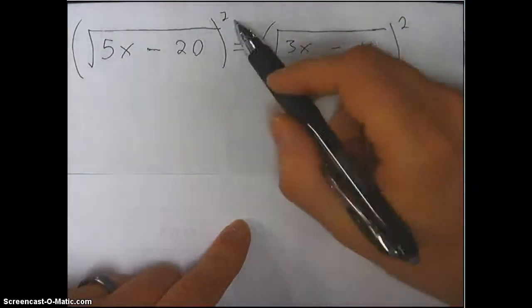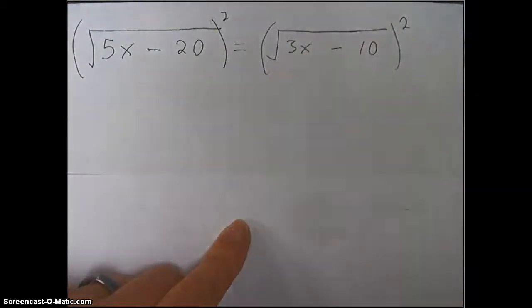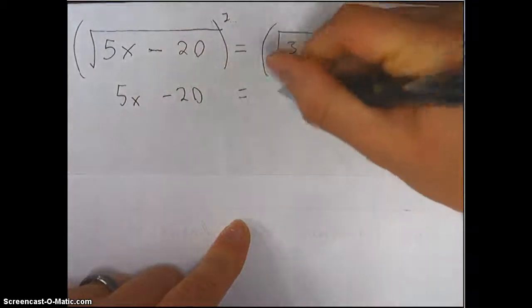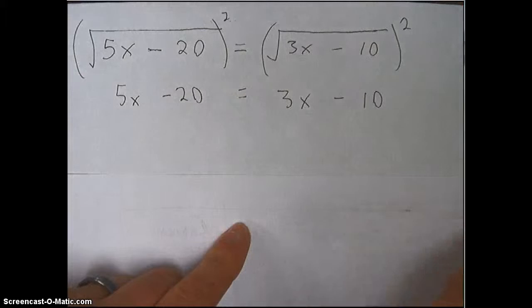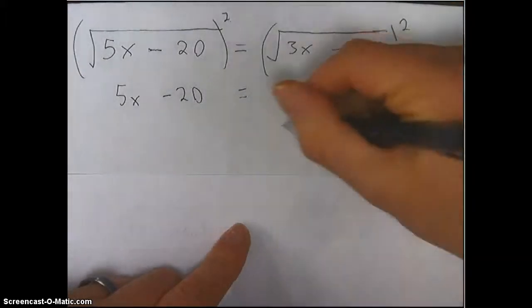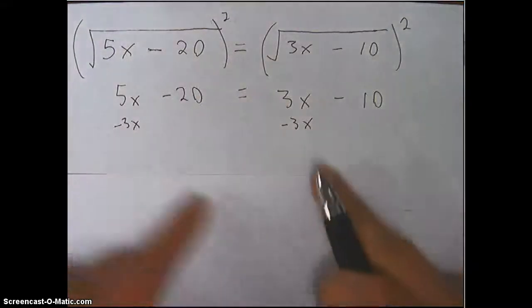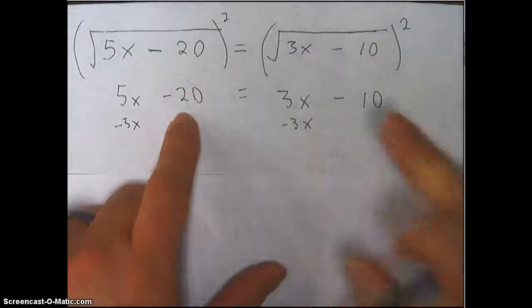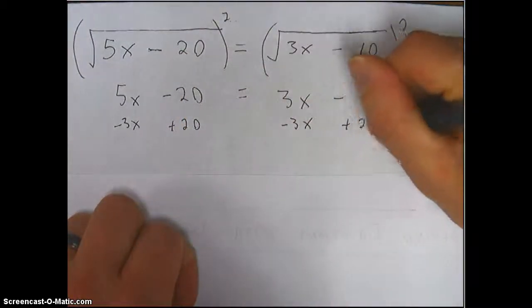Because squaring it and taking the square root, those are inverses of each other, and they simply cancel each other out, leaving us with 5x minus 20 equals 3x minus 10. So they cancel each other out, and all we have to do is solve for x. So I'm going to get the x's on the left-hand side by subtracting 3x from both sides, and then I'm going to get all the constants on the right-hand side by adding 20 to both sides.